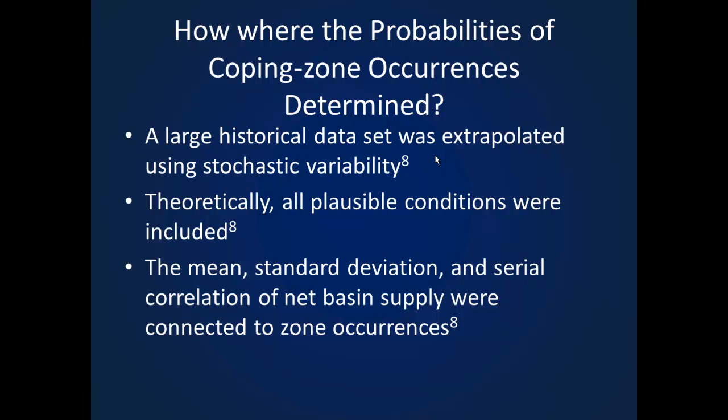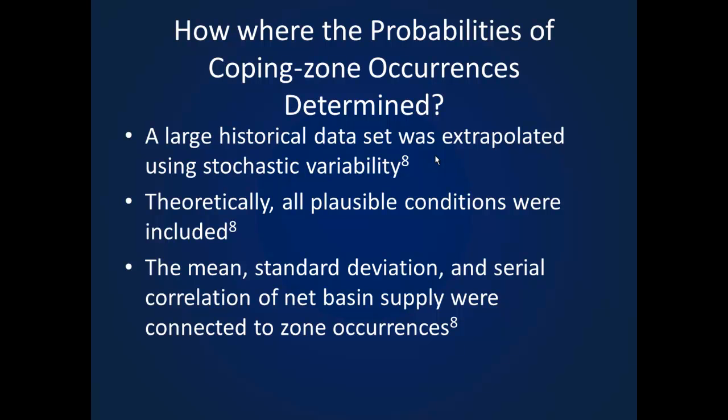So now we have these zones of impact related to changing water levels. How do we determine the probability that we'll experience a water level in one of these zones? They took a large historical data set, and then they used stochastic variation to expand the data set in hopes of including all the plausible variation in lake level that could occur based on any of these climate models, which I think is a little bit overwhelming of a task, and I'm not so sure they succeeded.